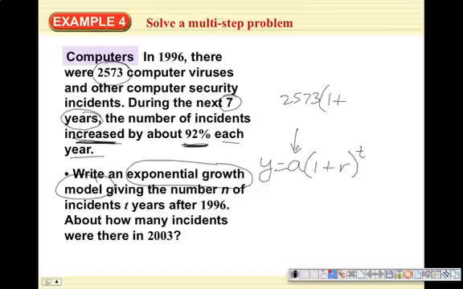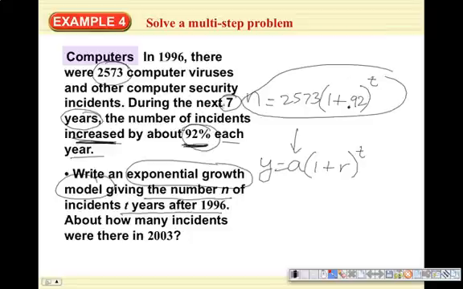1 plus r, it says, r is how much it increased by each year. How much it increased by? 92%, which means 0.92, to the t power. So it says write an exponential growth model giving the number n of incidents t years after. Actually, we're going to leave t up here for right now, because that's what this question wants. It wants t in here, and n equals the number of incidents happening each year. There you go. There's the model that models this idea.